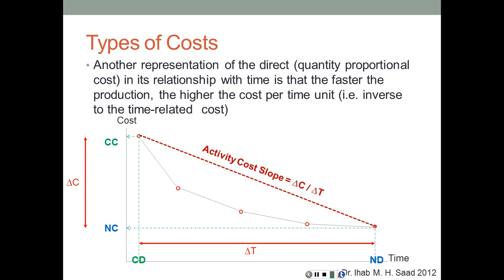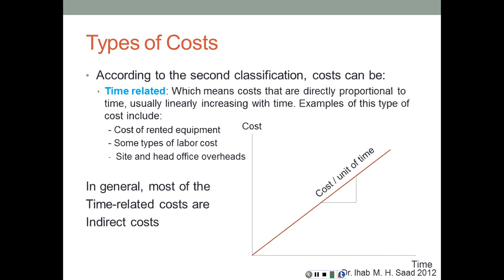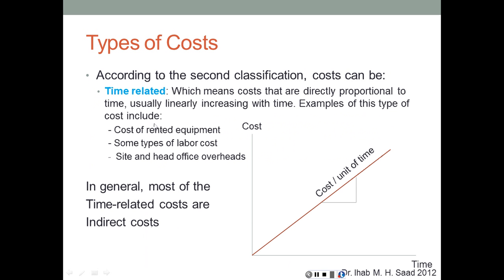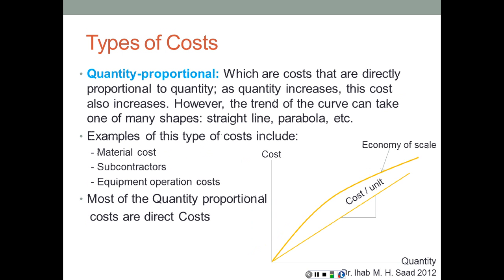Another representation of the direct cost now. Notice for a second that in the once only cost, the axes were time and cost. In the time related cost, it was time and cost. So these can be added together. But in the third type, which is quantity proportional, we have quantity and cost. Therefore, it cannot be added to the other two.